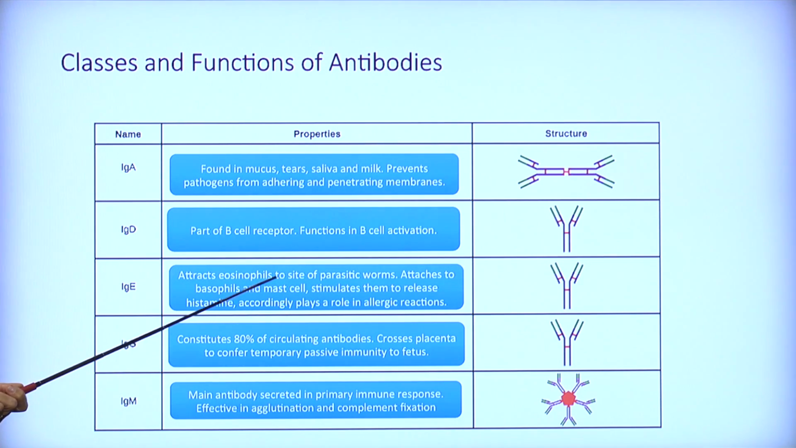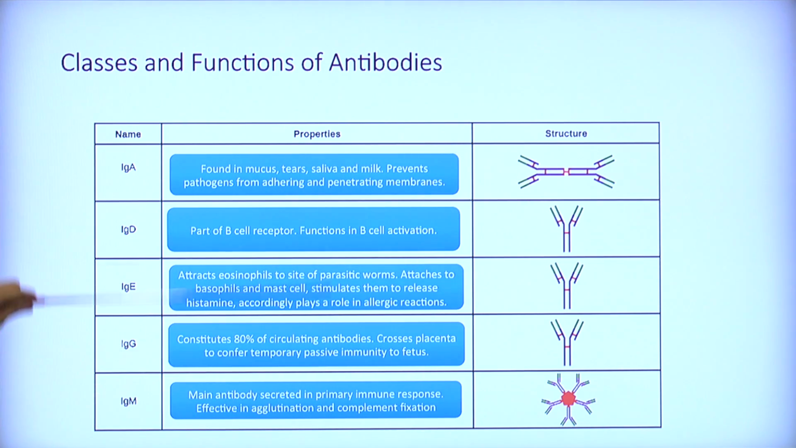IgE is mostly on the basophils or the mast cells. It activates them to break up and release their histamine, so they play an important role in inflammation, and they also help attract eosinophils towards parasites to destroy them.